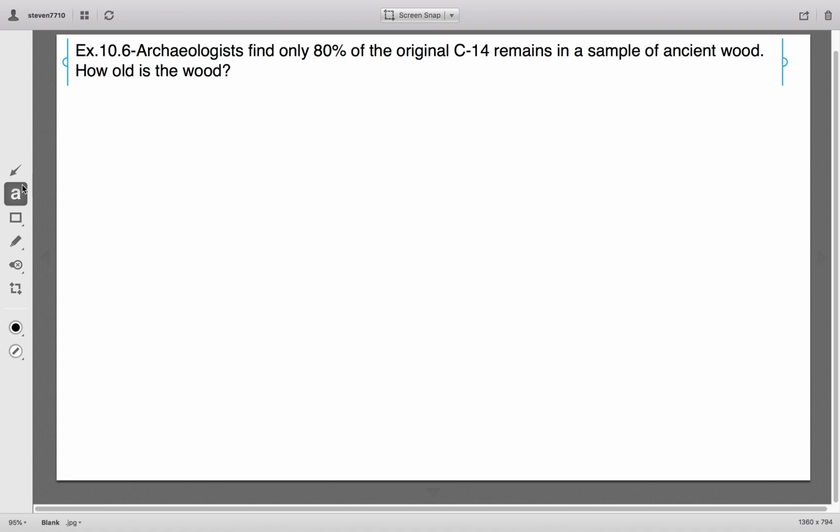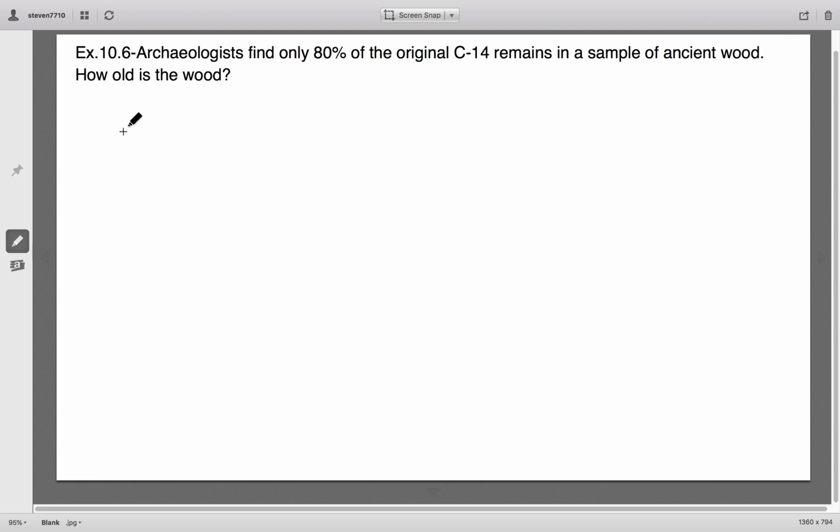First thing to remember is the initial activity of carbon-14 is 250 becquerel, or 6.76 times 10 to the minus 9 curie.